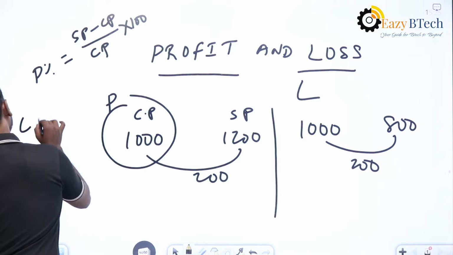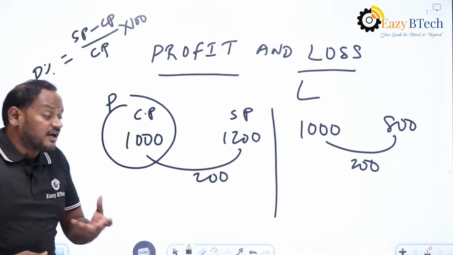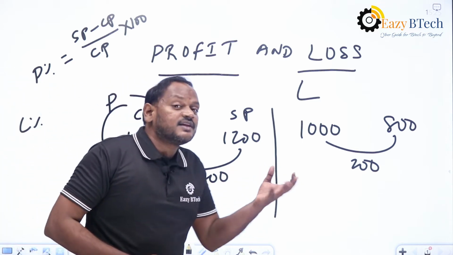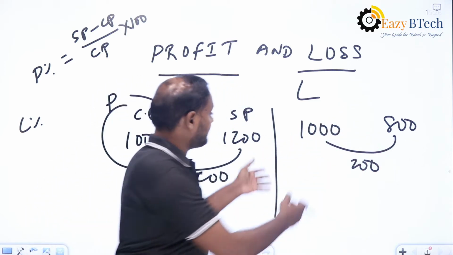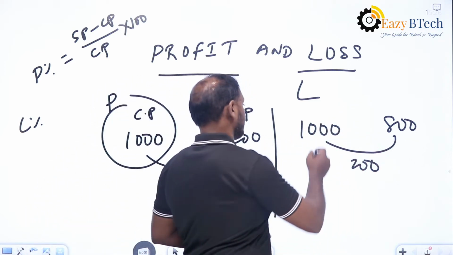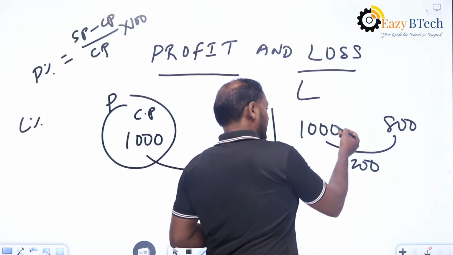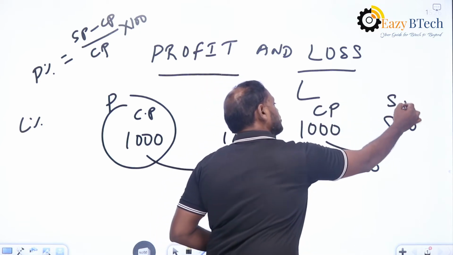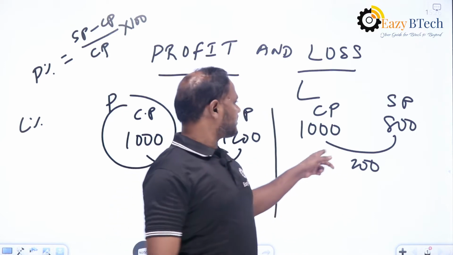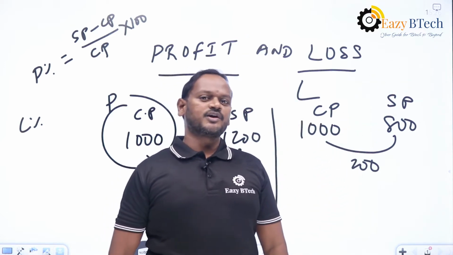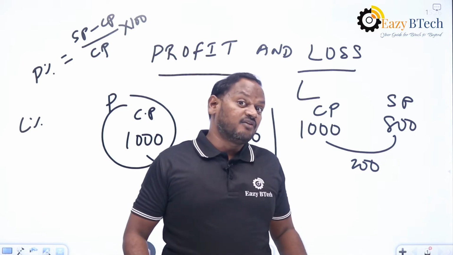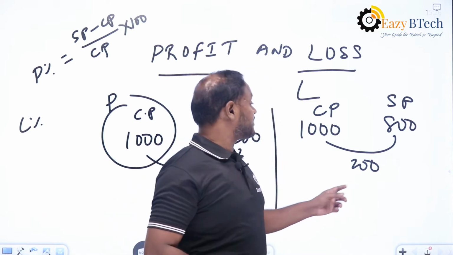But how to get loss percentage? To get a loss value, always the investment should be more and selling price should be less, right? Yes, then we can get loss. Of course, here cost price is 1000 rupees, selling price is only 800. I bought an article for 1000 rupees and sold it for only 800. Logically 200 rupees loss, right? To get a loss value, always selling price should be less, cost price should be more.